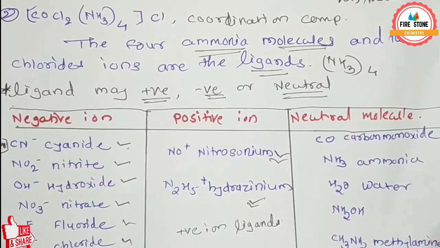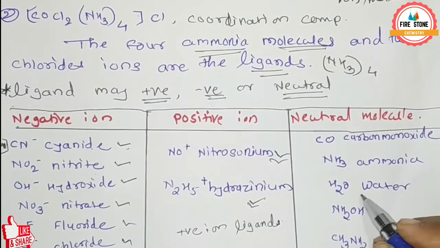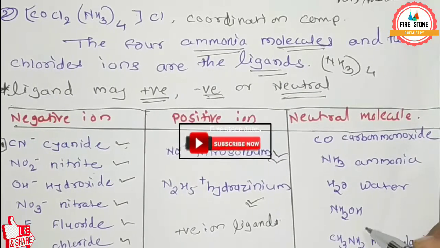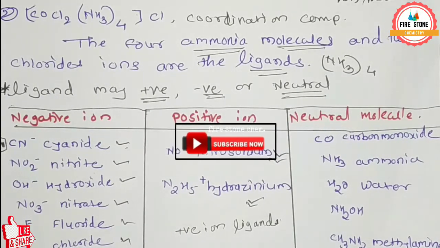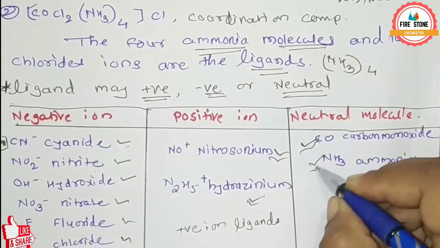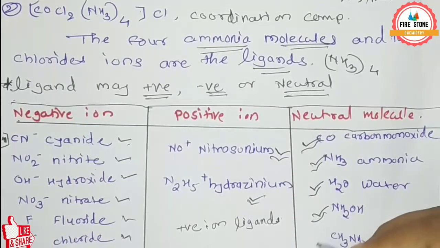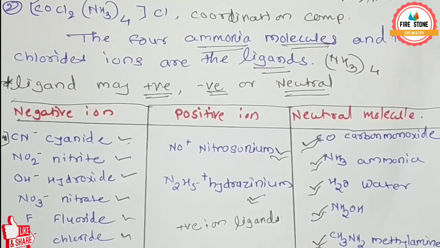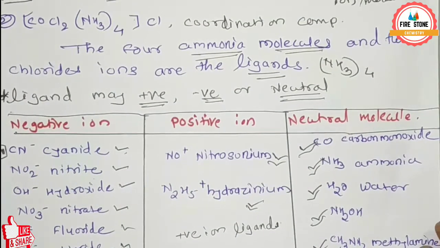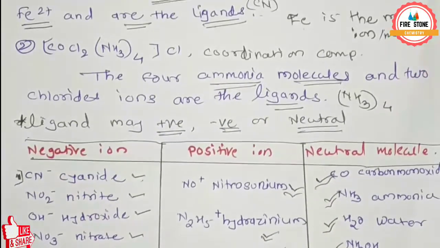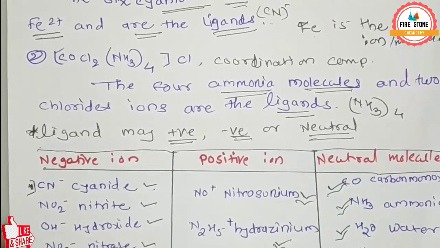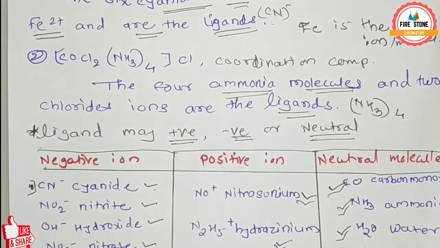Again, neutral molecules are CO, that is carbon monoxide, NH3, that is ammonia, H2O, that is water, NH2OH, hydroxylamine, and CH3NH2, that is methylamine. These are the neutral molecules which also act as ligands and coordinate with metal, so they form the coordination compound. Today we saw what is meant by ligand, types of ligand, and how they coordinate in the coordination compound.